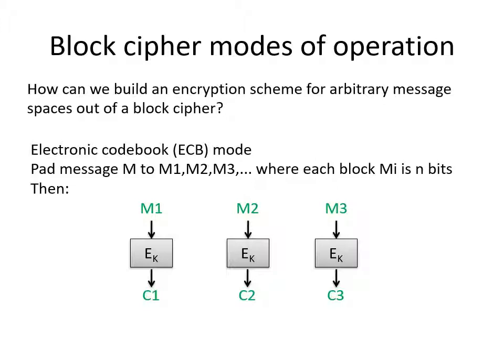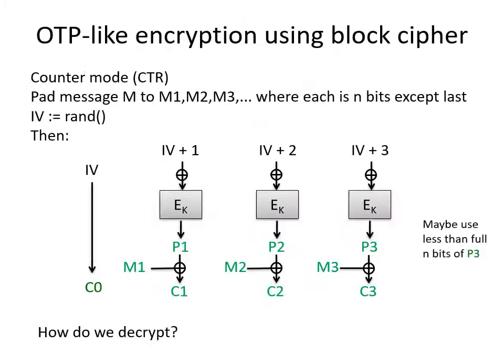Does anybody remember why this is a bad mode you should never use? Right, it's deterministic, so if you ever encrypt the same thing twice, you can see that the same thing comes up. So you remember there was a picture of a penguin. When we encrypted it, you can still see it was a picture of a penguin because every block that was white encrypted to the same output, and so you could still see patterns from the input and the output. So ECB mode is a bad mode.